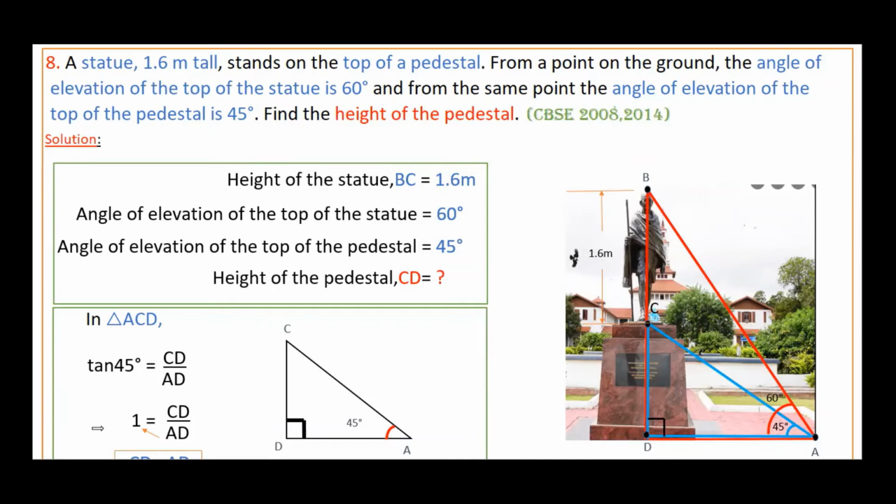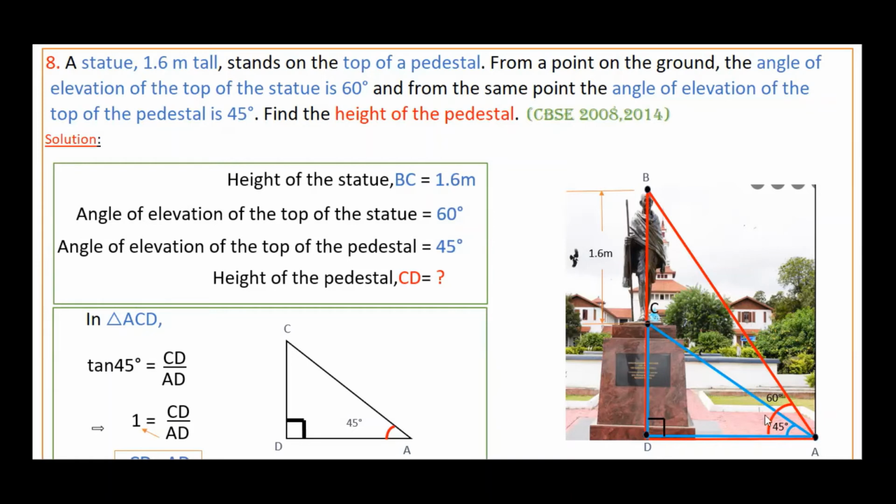If you take a point on the ground, and you see the top of the statue, that angle of elevation with the ground is 60 degrees. So this angle is 60 degrees. And from the same point, the angle of elevation of the top of the pedestal is 45 degrees.